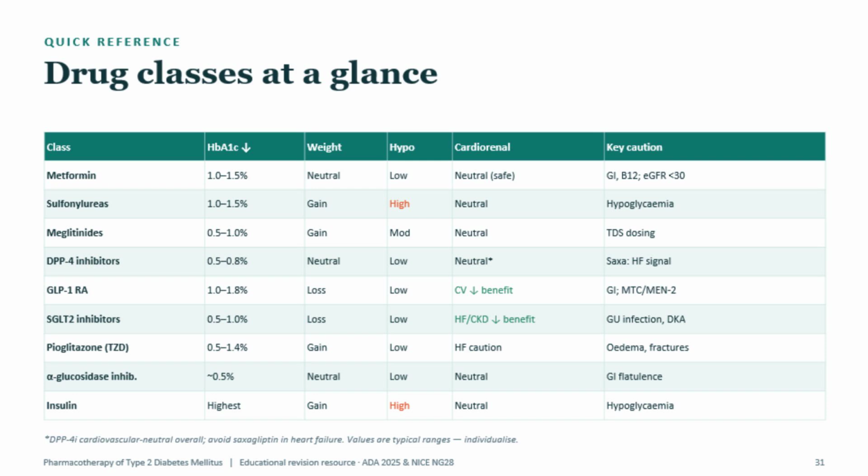Metformin, safe and neutral. Sulfonylureas and insulin, powerful but hypos and weight. GLP-1 and SGLT2, the modern stars with weight loss and organ protection. If you internalize this one table, you can build a rational regimen for almost any patient. It's the whole lecture in a grid.